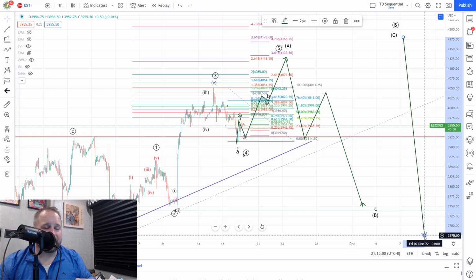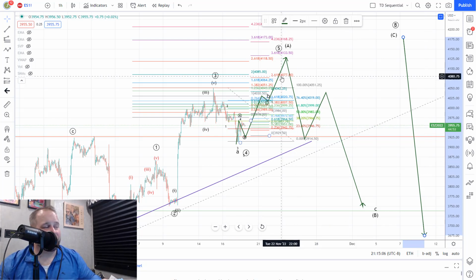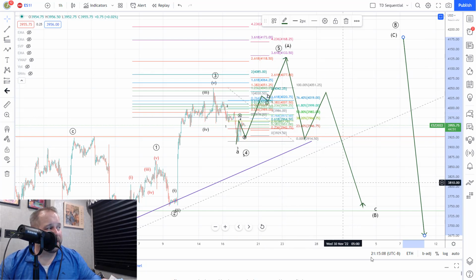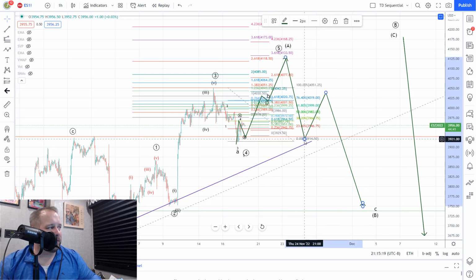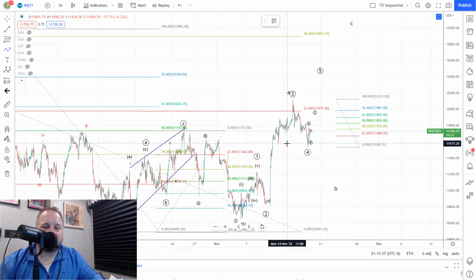So 4020 is really the key for tomorrow or in the next couple of days if it does take a minute. If they break over 4020, we should expect to see that 4150 area and then a pullback towards 3,700. However, if they hold it under 4020, then we could expect to see that pullback towards 3,700 happen sooner than later. All right, over on the NASDAQ, as you can imagine, very similar counts.